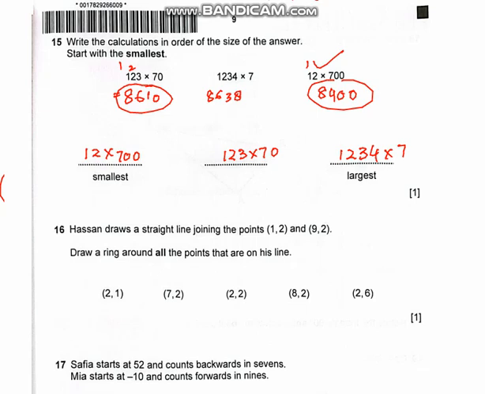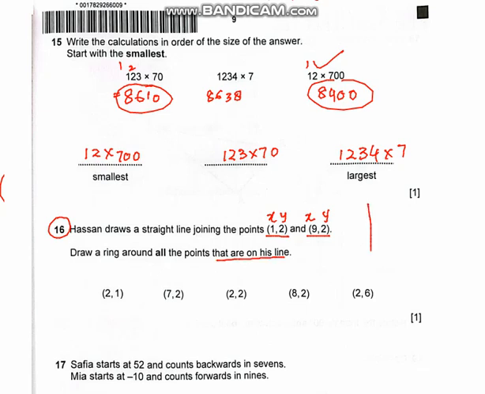Now look at question number 16. Hassan draws a straight line joining the points 1, 2, and 9, 2. These are the coordinates x and y. X and y is also x and y, my dear. Draw a ring around all the points that are on his line.